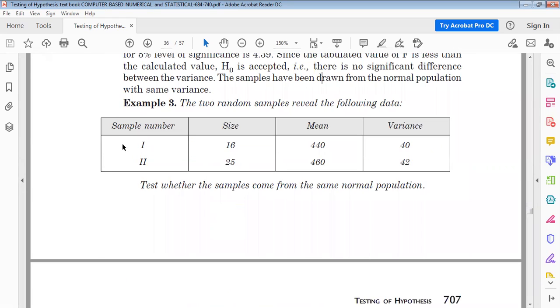Okay. Similarly, for example 3, two random samples revealed the following data. First sample size is 16, second sample size is 25. The means mu1, mu2 and the variances are also given. Test whether the samples come from the same normal distribution.